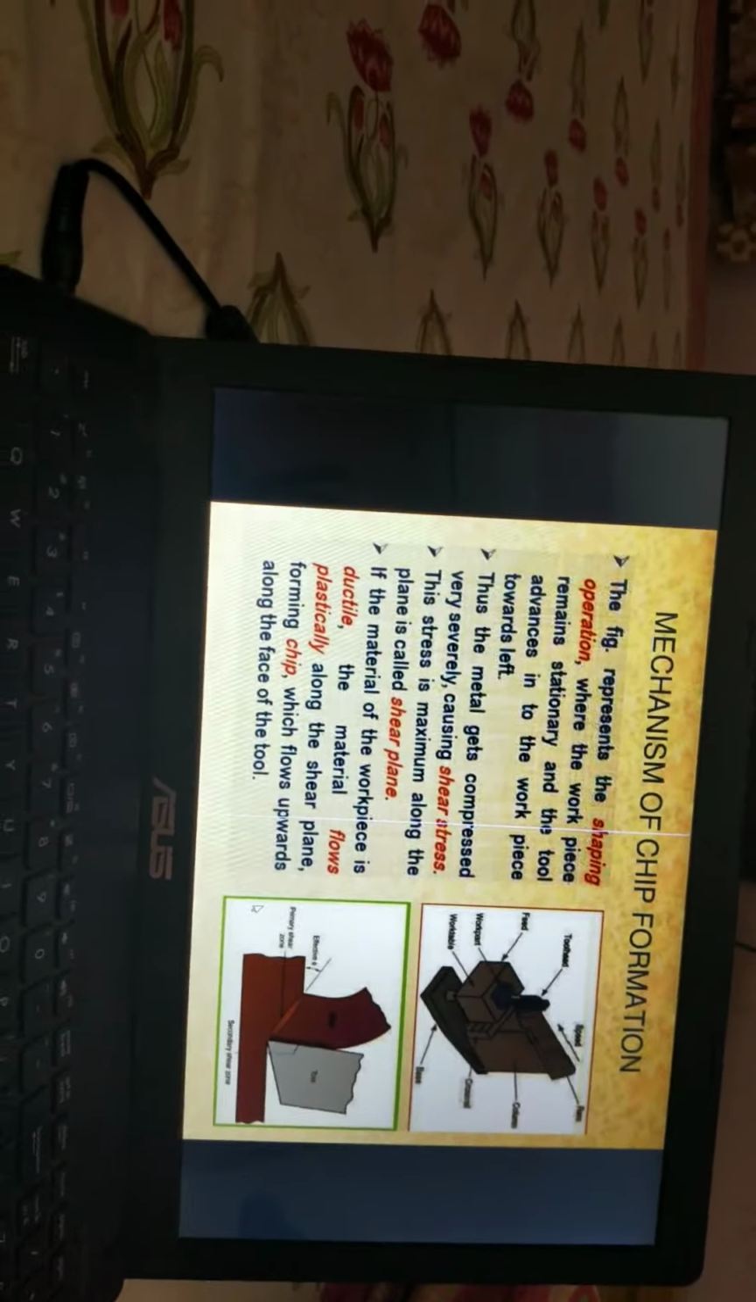If the material of the workpiece is ductile, the material flows plastically along the shear plane, forming the chip, which flows upwards along the surface of the tool.